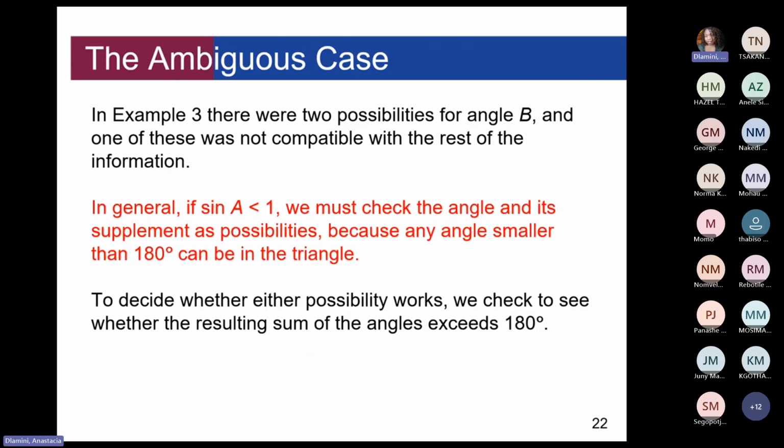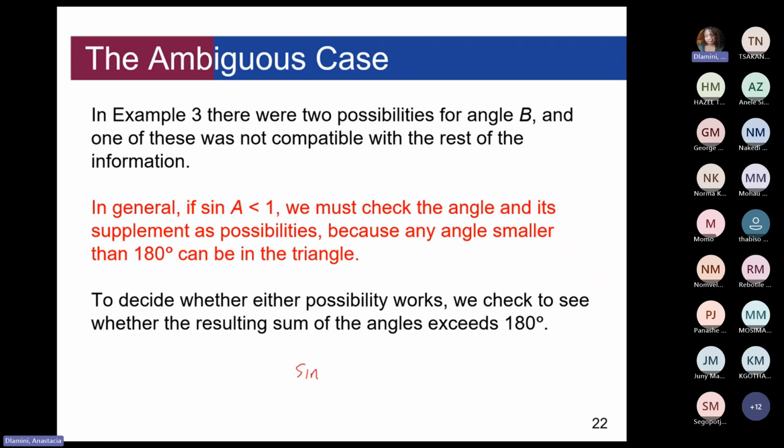Thank you. In example 3, there are two possibilities for angle B, and one of these was not compatible with the rest of the information. Now, you see it's in red, you need to know it. They say that if sine A is less than 1. Are we all together?